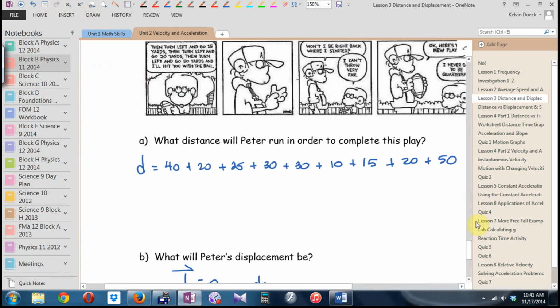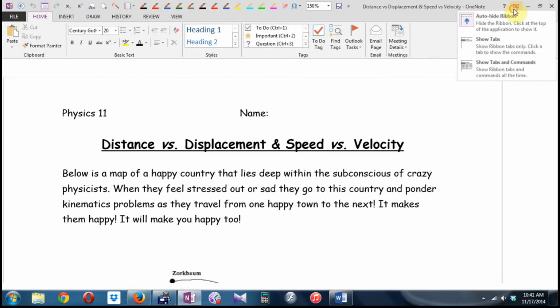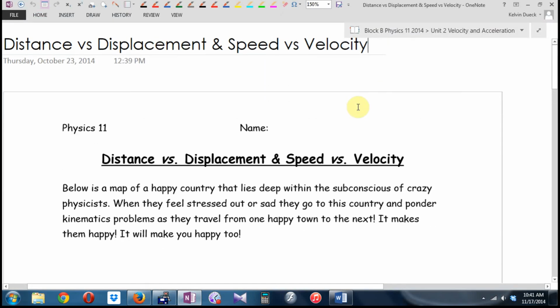What's your homework? Can you take a look at this, please? This is called distance versus displacement and speed versus velocity. We're going to do one question together, and then I'm going to turn you loose. You'll probably get it all done in class. If you finish it in class, great.